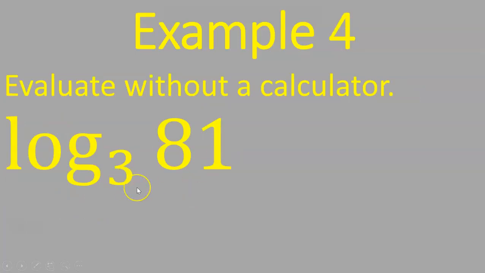A fourth example: evaluate without a calculator. Here's one where, again, we have to think about what log means. Log base 3 of 81 means what's the exponent necessary to raise 3 by to make 81. Pause if you need to. That would be 4. 3 to the 4th power is equal to 81.